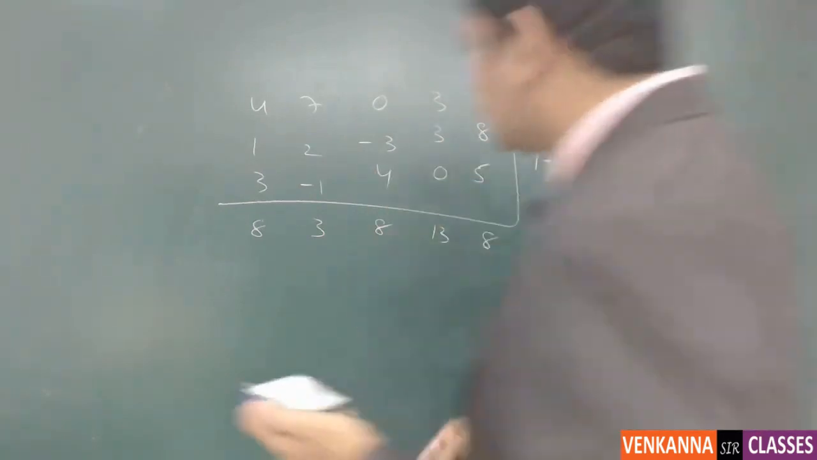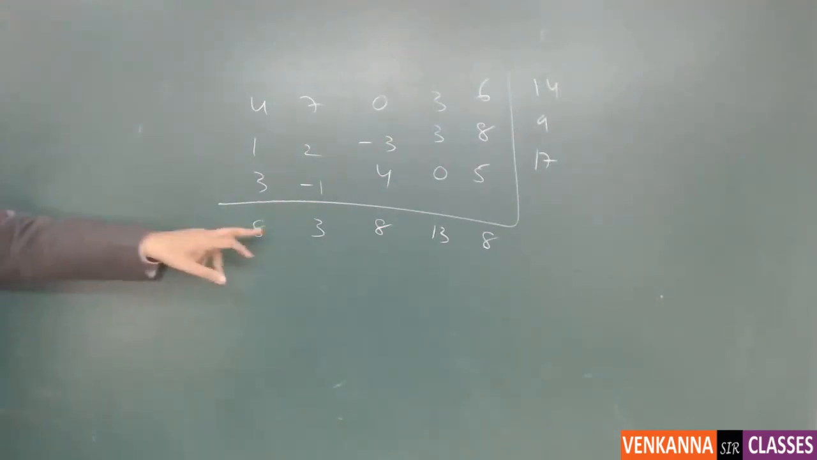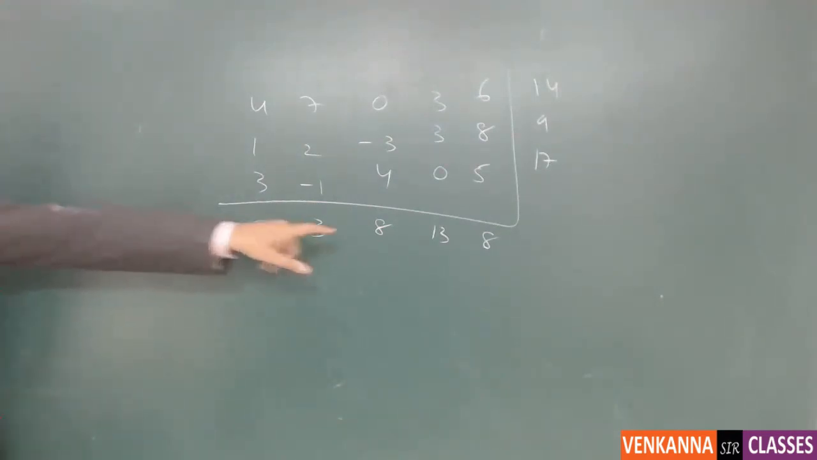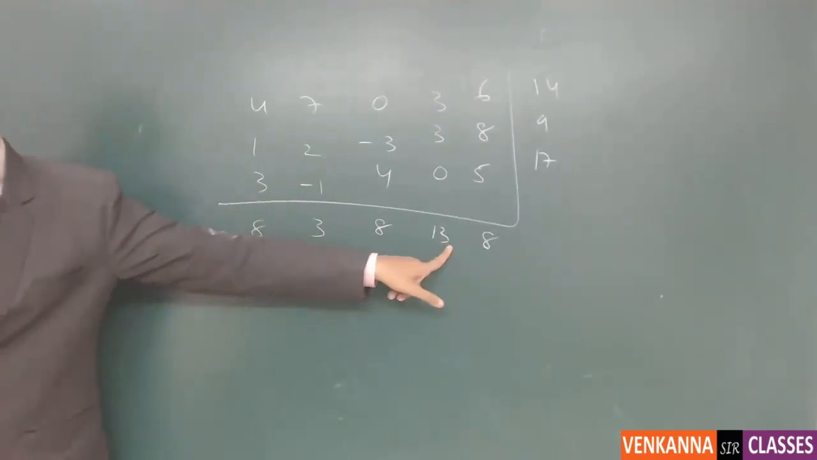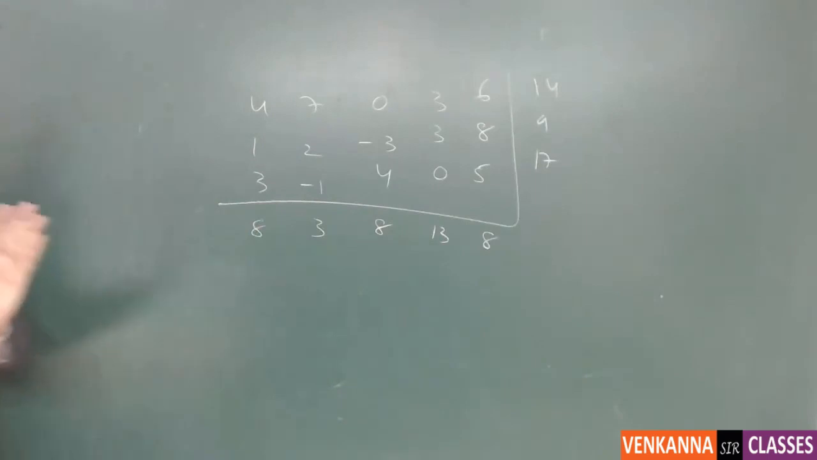Tell me, is it a balanced one? So 11, 19, 19 plus 8, 27 plus 13, 40. And here we have 40. It is a balanced transportation problem, right? Right. So let us calculate the penalties.